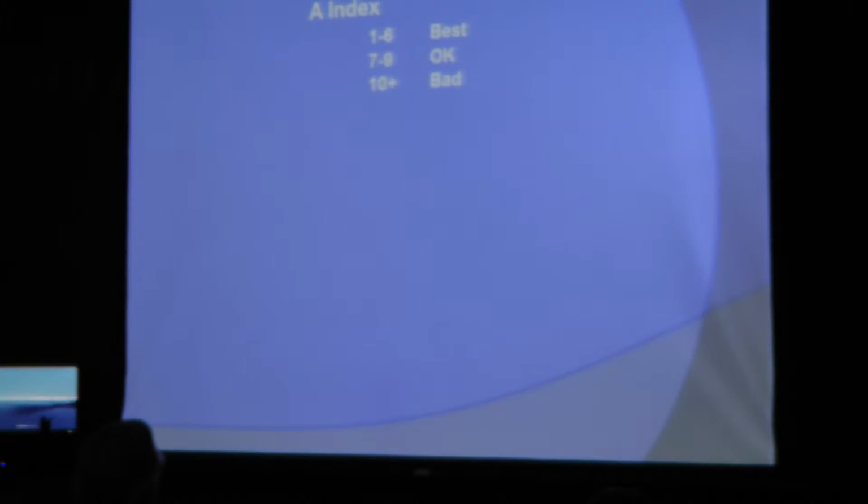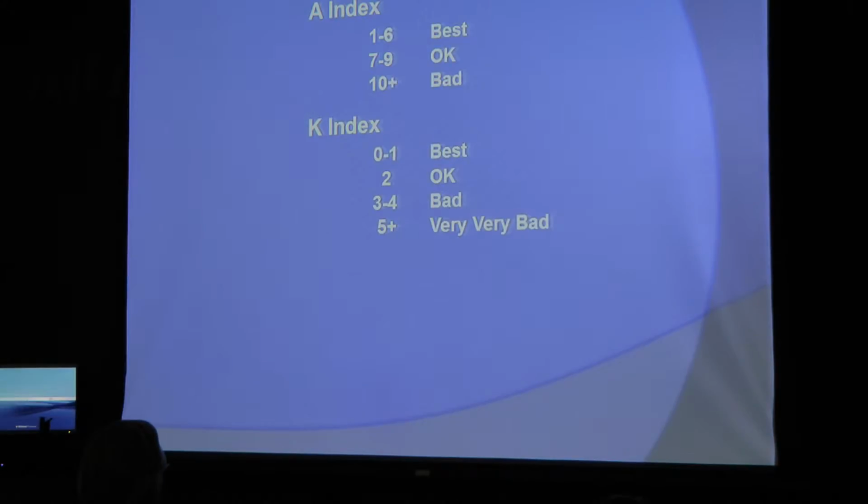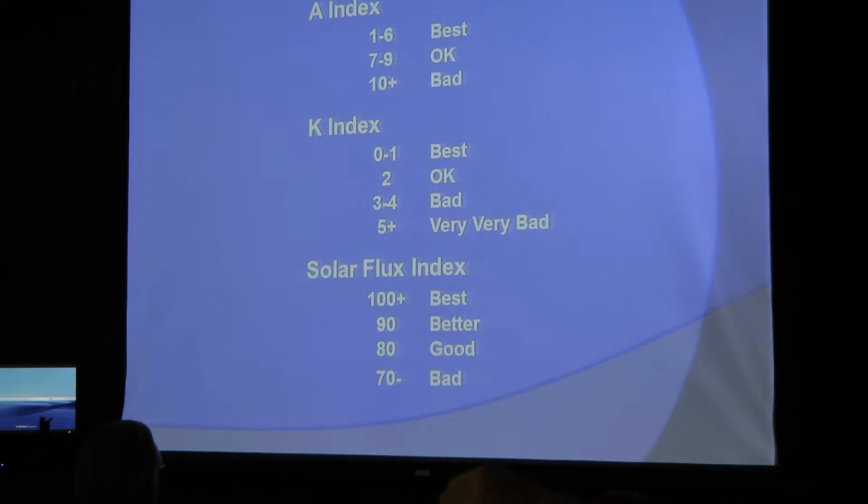Again, to answer your question, the A index, 1 to 6 is best, 7 to 9 is okay, 10 plus is bad. Same thing with the K index. And solar index, anything above 100 is really good. Okay?